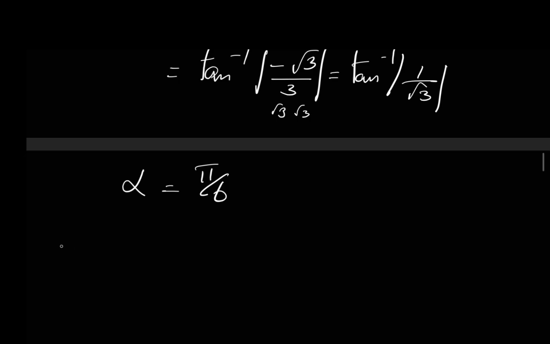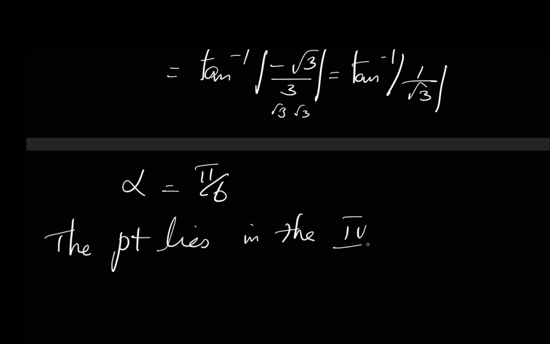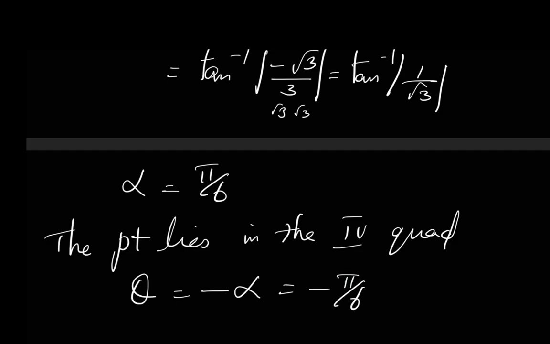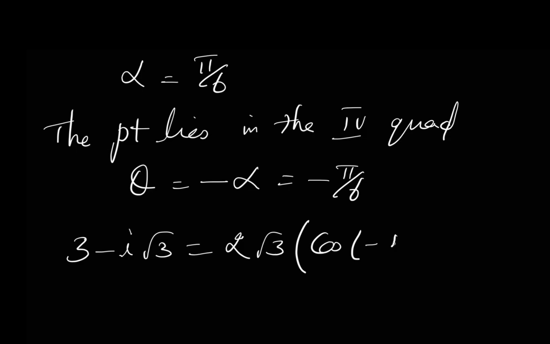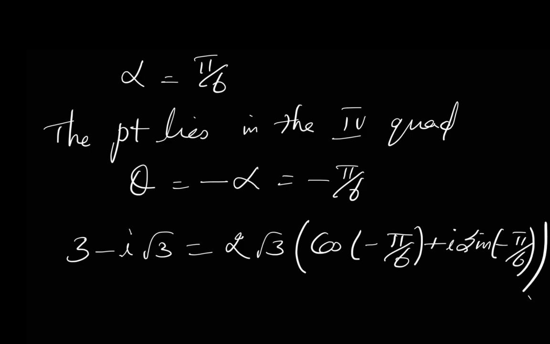The point lies in the fourth quadrant. In the fourth quadrant, therefore, we have to find theta. Theta is equal to minus alpha, that is minus pi by 6. So therefore the complex number 3 minus i root 3 is equal to, what is our r? r is 2 root 3, cos of theta, minus pi by 6, plus i sin of minus pi by 6.